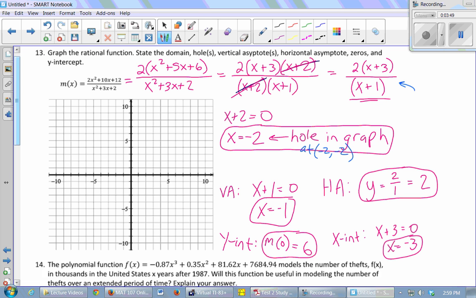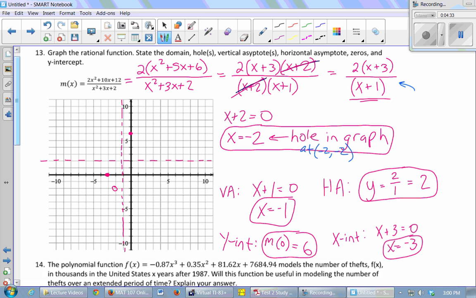So my vertical asymptote is at x equals -1. Horizontal asymptote at y equals 2. X-intercept at x equals -3. And a y-intercept at 6. And then I know my end behavior. And I think that, and -2, -2 is a hole in the graph. So I'll put a hole there.